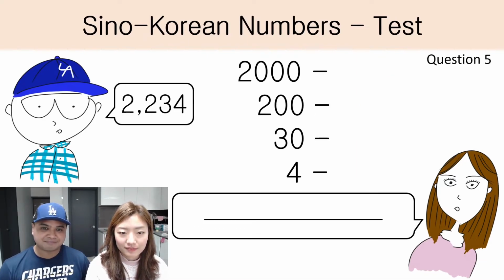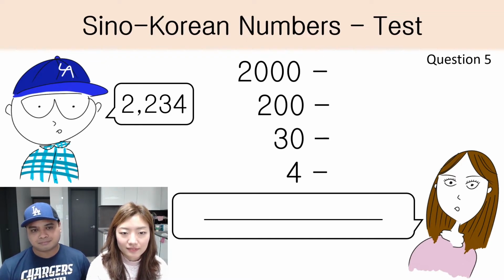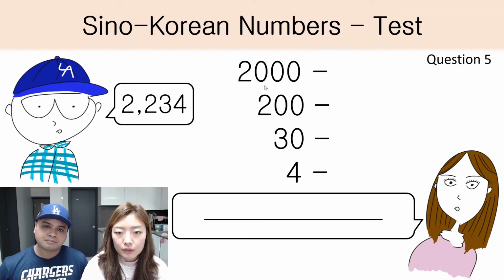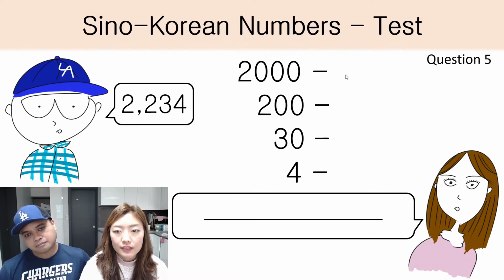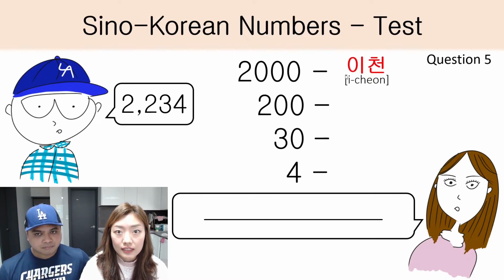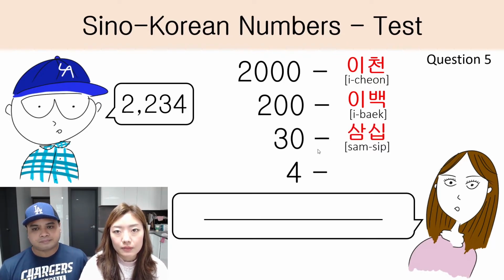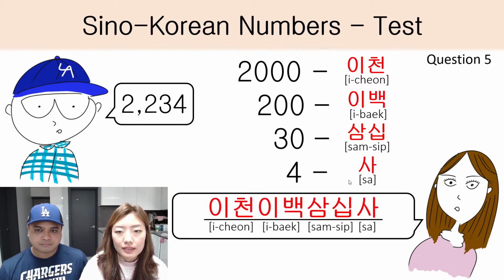Question number 5. Okay, here we break it down. 2000. For 200, 200. For 30, 30. And 4. So all together, 2234.